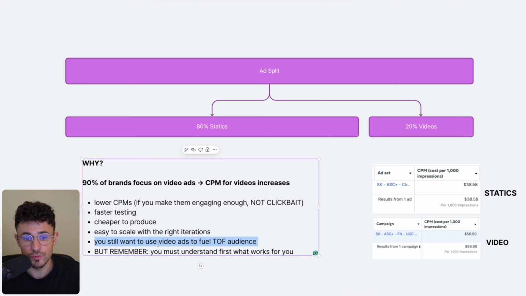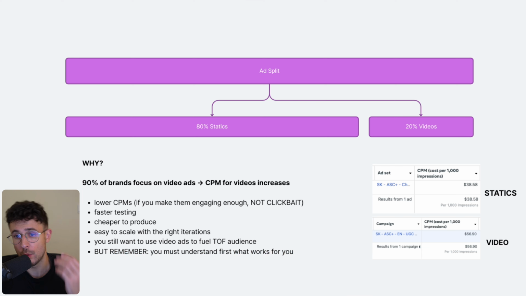You still want to use videos, of course, to fuel the top of funnel, but remember, you must understand first what works for you, because we have some brands where videos are just working better than images, and in this case we have maybe the opposite. So 80% videos and 20% statics. The reason why I'm suggesting this split here is because this is the most efficient split in terms of how much you need to invest.